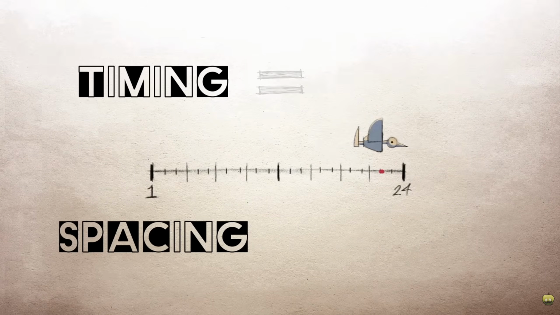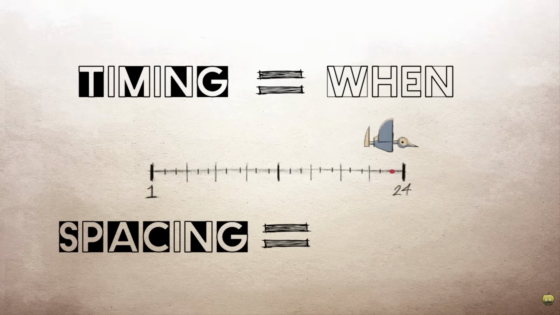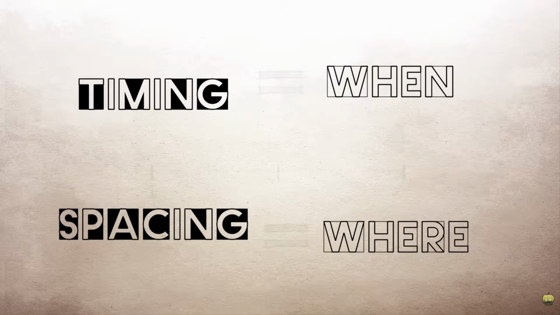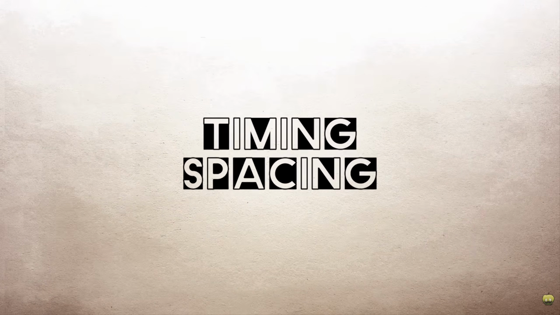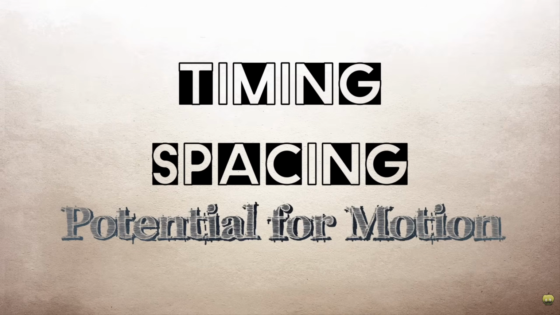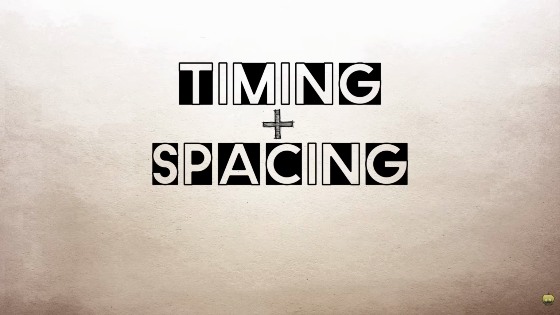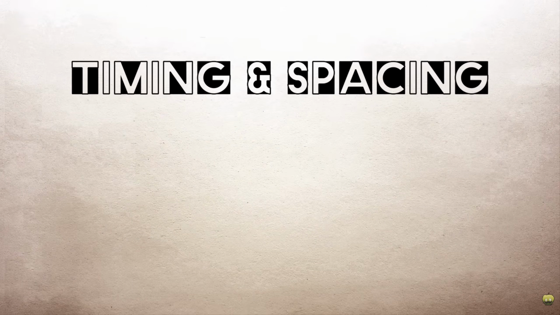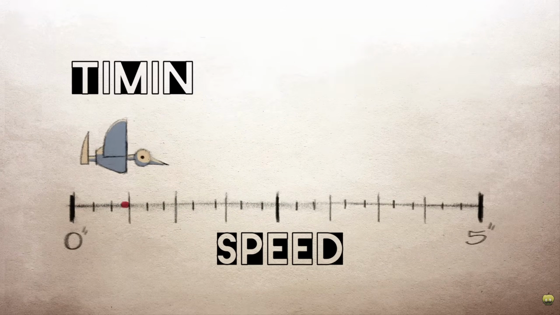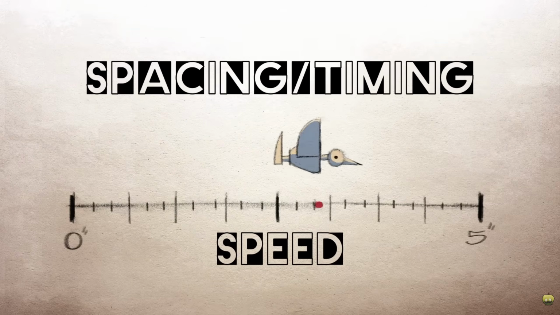Timing is when you see something, and spacing is where you see it. The collaboration of time and space creates the potential for motion. In my opinion, animators should learn this first because we're going to learn about mechanics and storytelling through the lens of timing and spacing. When time and space are considered together, we get the concept of speed, spacing over timing, which we talked about in a previous video.